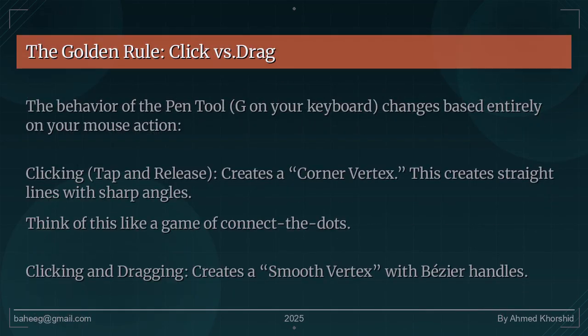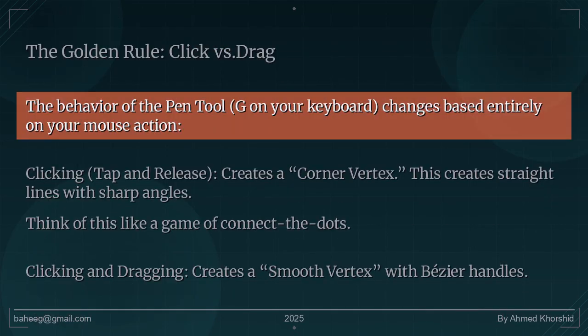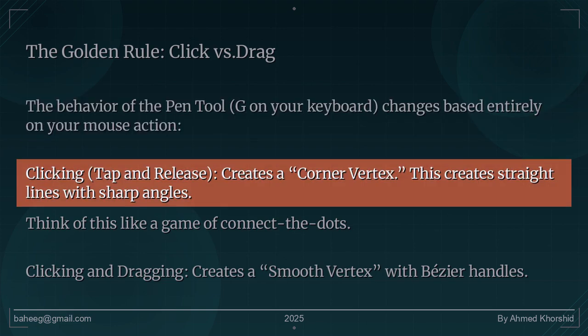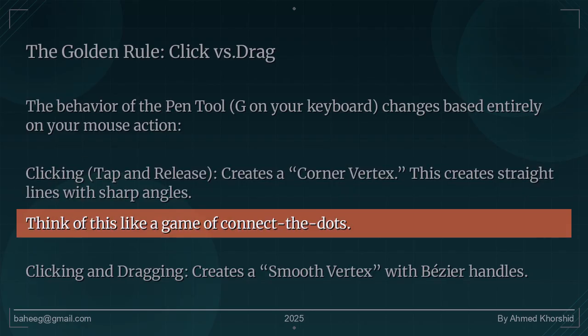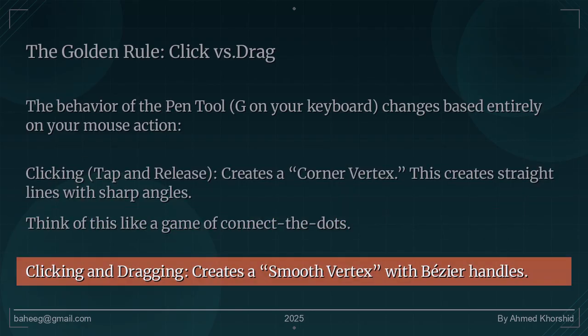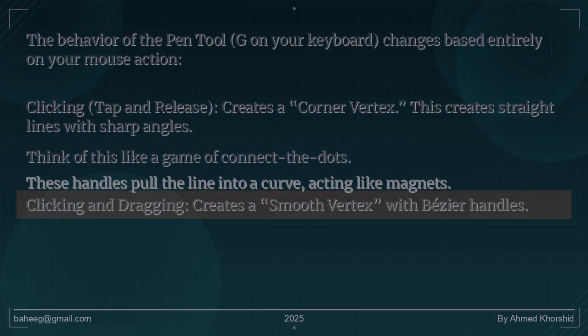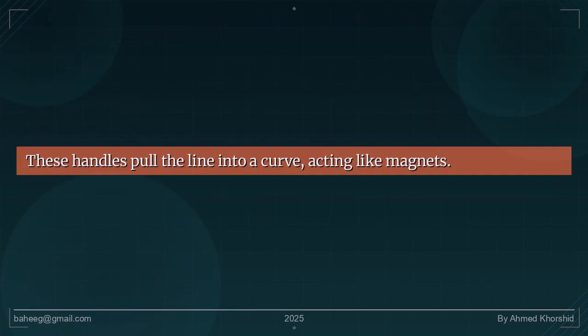The golden rule: click versus drag. The behavior of the pen tool, G on your keyboard, changes based entirely on your mouse action. Clicking, tap and release, creates a corner vertex. This creates straight lines with sharp angles. Think of this like a game of connect the dots. Clicking and dragging creates a smooth vertex with Bezier handles. These handles pull the line into a curve, acting like magnets.